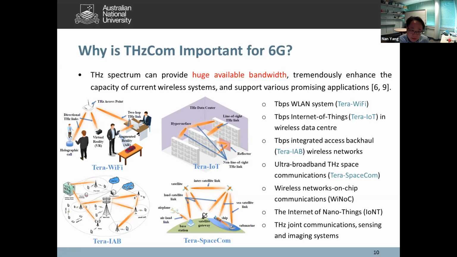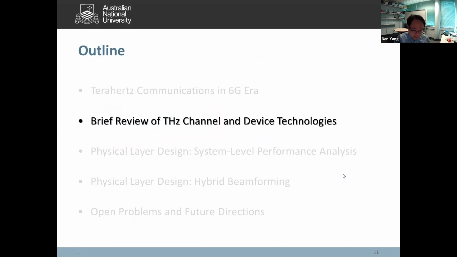And then based on the huge available bandwidth of the terahertz spectrum, we can also use terahertz to produce joint systems which combine communications and sensing, imaging, and localization. So these are the potential application areas of terahertz communications. And based on this, we would like to start the terahertz communication research.